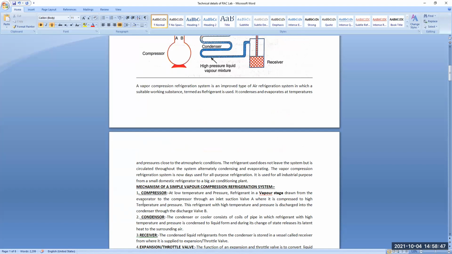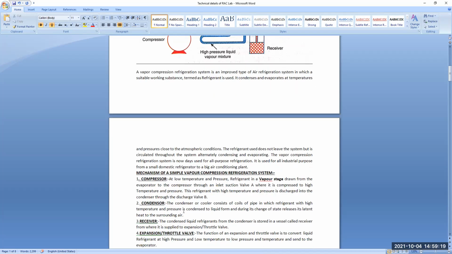Refrigerant vapor is drawn from the evaporator to the compressor through an inlet valve, valve A, where it is compressed to high temperature and pressure. The refrigerant at high temperature and pressure is then discharged into the condenser through the discharge valve B. So the refrigerant in a gaseous form with high temperature and pressure is discharged into the condenser through the discharge valve B itself.